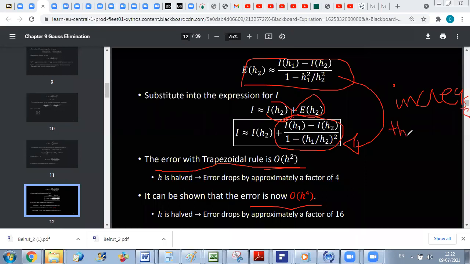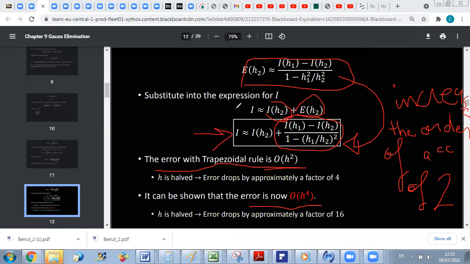Okay, so by just combining two solutions of a method of order 2, we were able to increase the order of accuracy by 2. So this is a very powerful statement, because now you will see that I can have much reduced error by doing this procedure, by combining the two estimates of my integrals. And we'll see this in an example. Any question on the derivation?